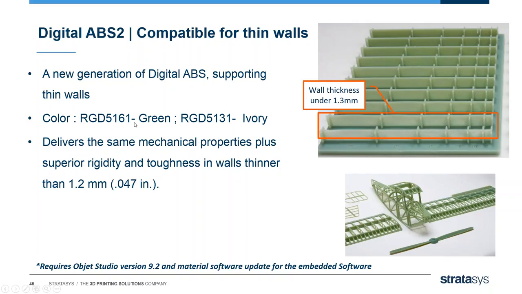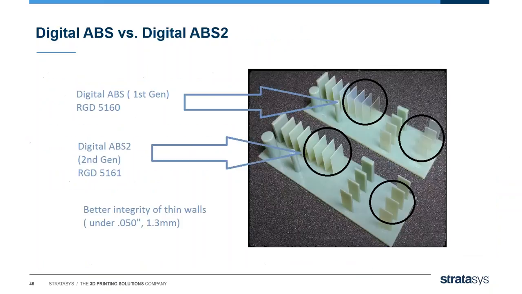What is 5161 in green or 5131 in ivory? With these two, which we call version 2 materials or series 2 materials, we can go down to 0.8 millimeters wall thickness and still guarantee the properties in terms of toughness and temperature. Here's another example describing exactly the behavior of the old first generation, 5160. The thinner our walls are, the more we lose the green component, and the green component gives us the toughness, the temperature, and the hardness. So we lose the green component, and these thin walls are very flexible because only 515 is still there.